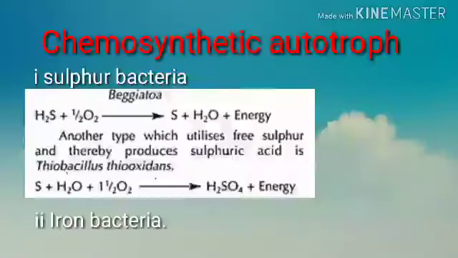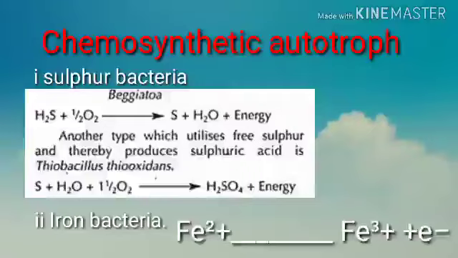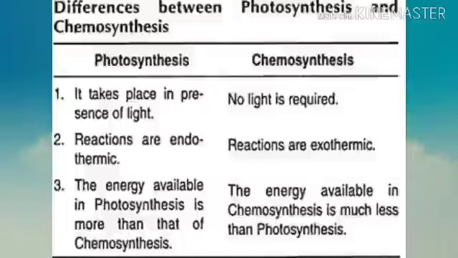For the chemosynthetic autotrophs like sulfur bacteria, they have hydrogen sulfide combined with oxygen to give you the sulfur compound and also water plus energy produced. But here light is not needed. So another type is utilized from sulfur. Also the iron bacteria, you can see like that.